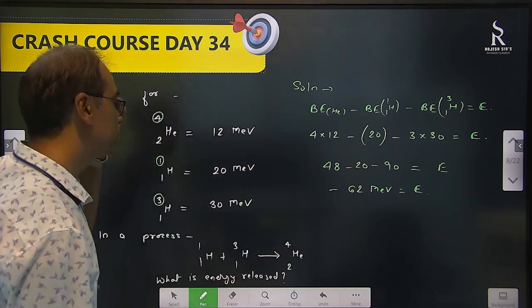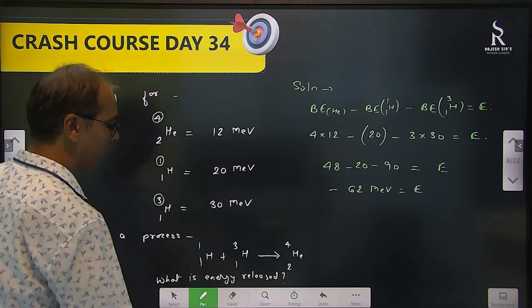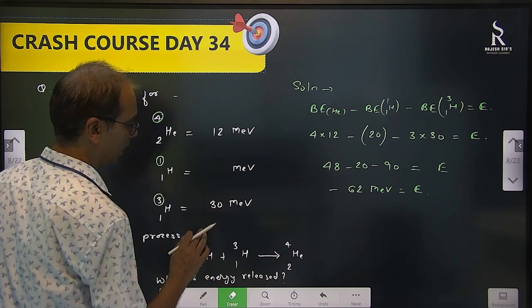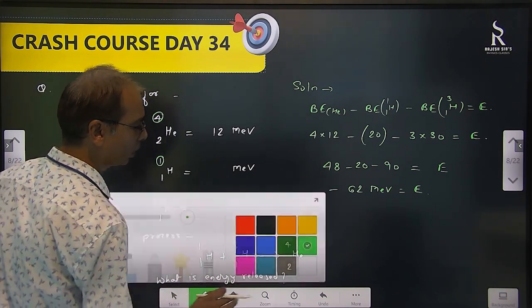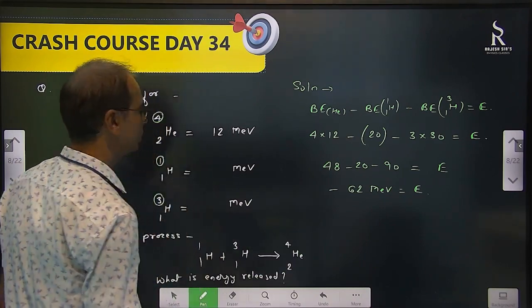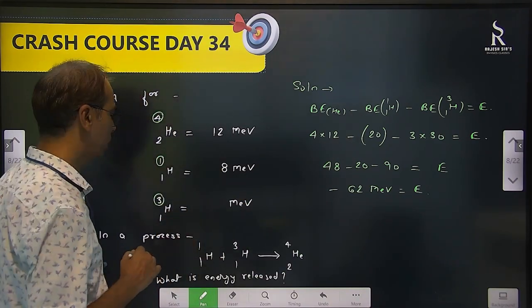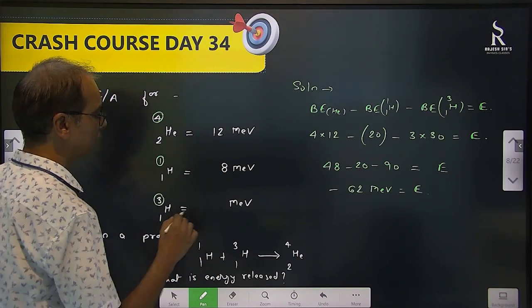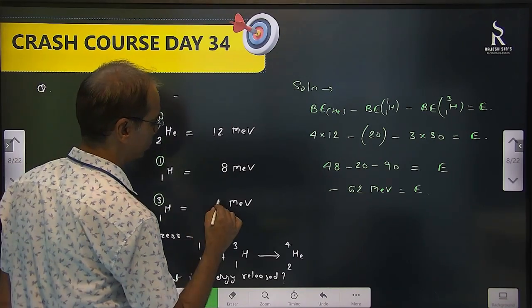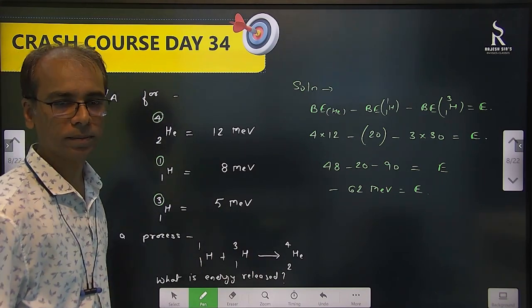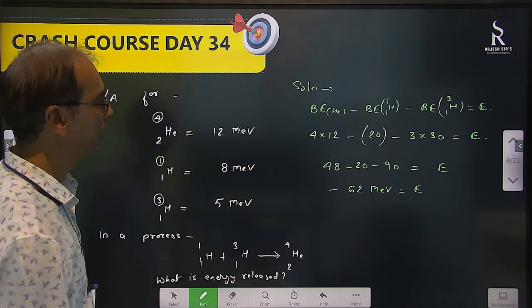How should it actually be? So what we could have done, if I change this question, suppose I change this one and this one here. 1H1 we can say suppose 8 MeV. And this 1H3 we say 5. Now it will come correct. Now we will get the correct answer.